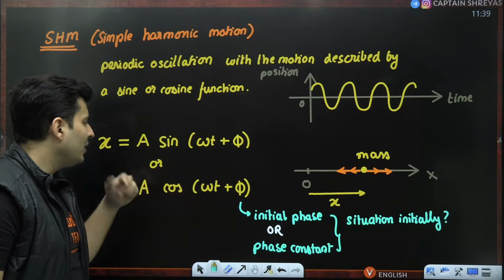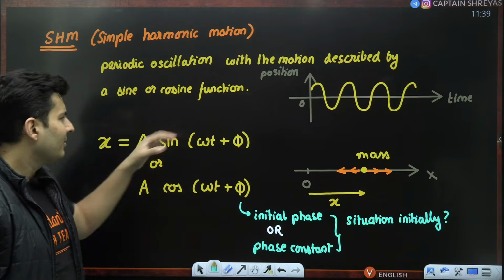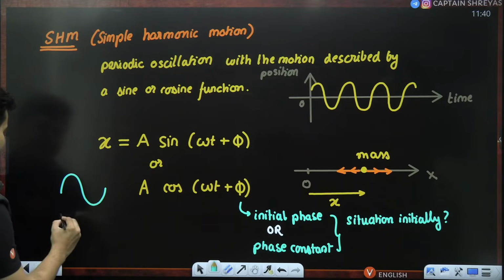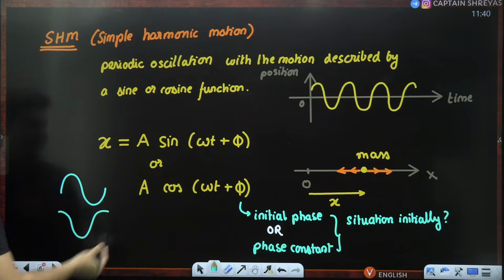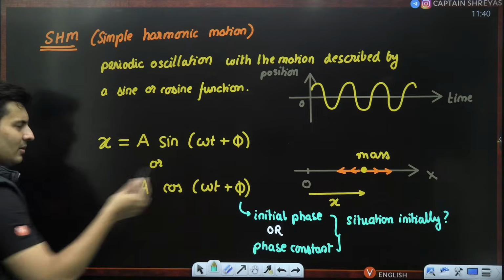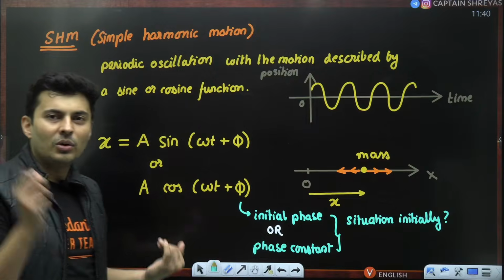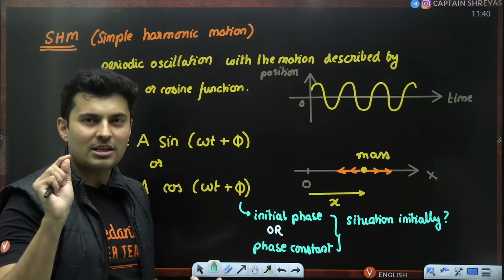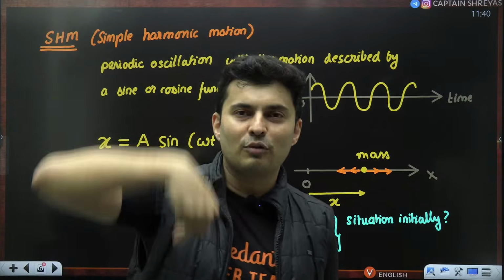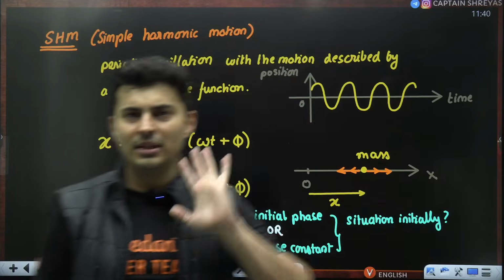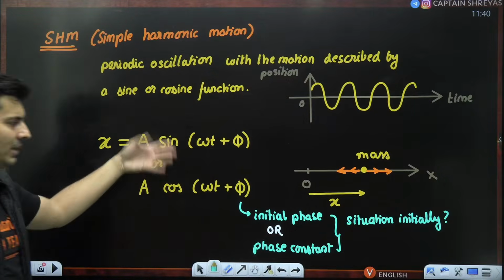Instead of sine, if I use cos, basically instead of starting like this, it will start from maximum. That's the only difference, because sine and cos look very similar. It's just how it starts, whether it starts from origin or from maximum. Otherwise, you can use them interchangeably.